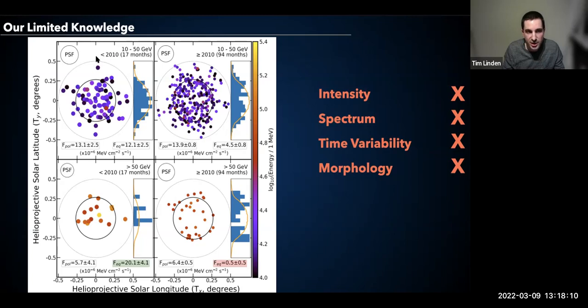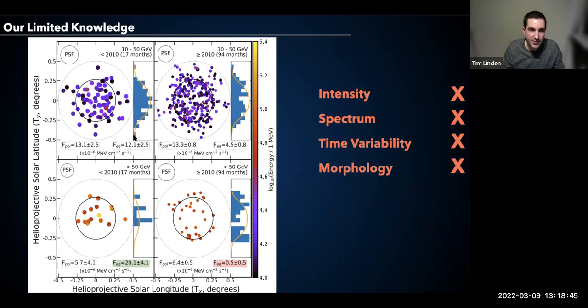This is between 10 and 50 GeV during solar minimum. This is above 50 GeV, also during solar minimum. This is 10 to 50 GeV after solar minimum. This goes up to 2017, so this is all solar maximum. And this is above 50 GeV during solar maximum. You can see here a histogram of these events observed in solar latitude compared to an orange line, which is an equally bright sun. So if every point on the sun has an equal surface brightness.